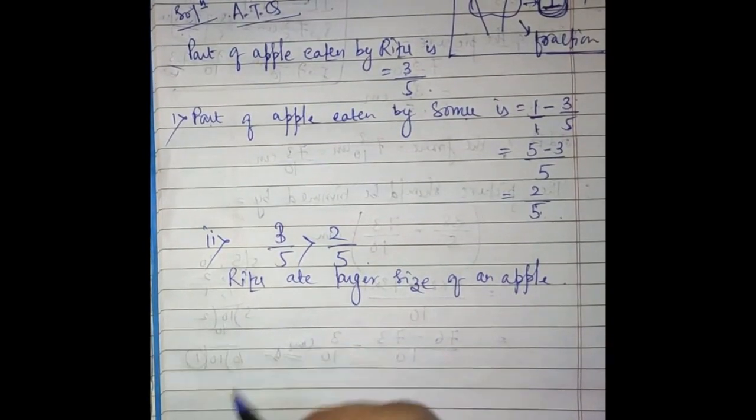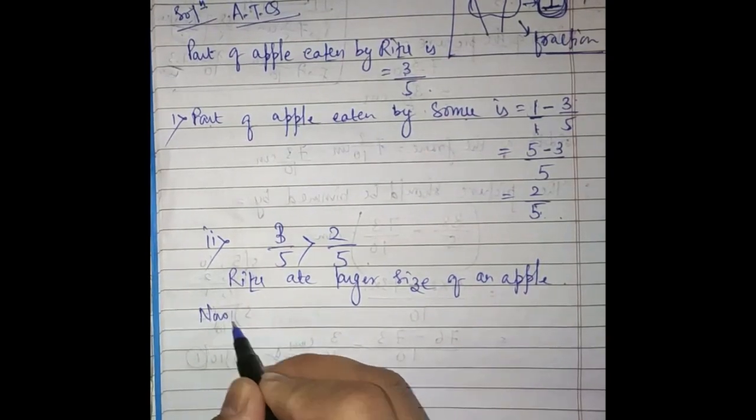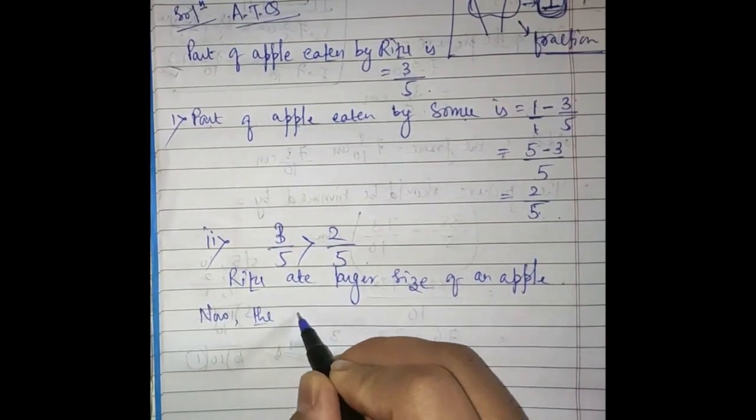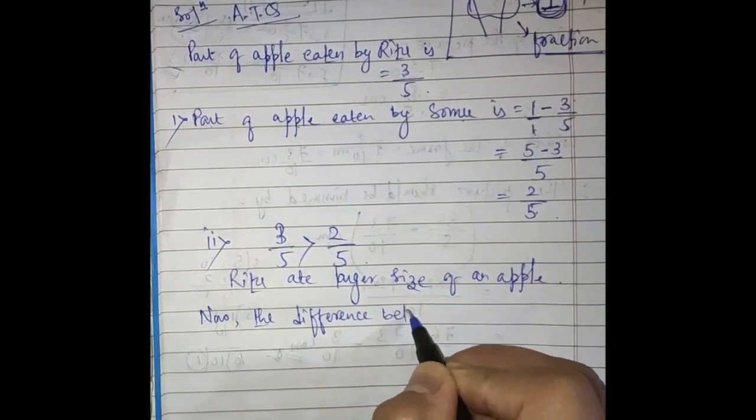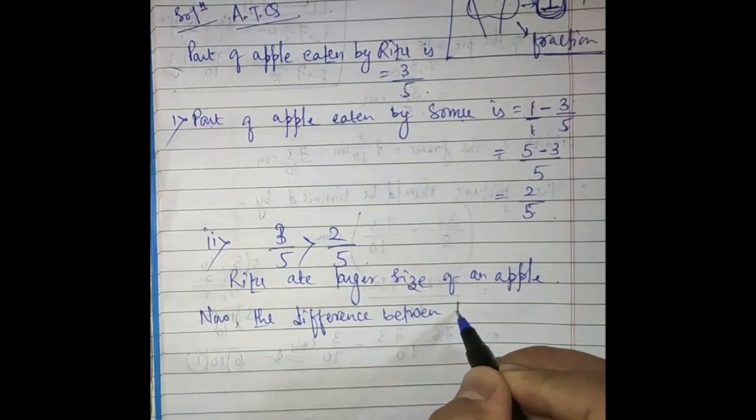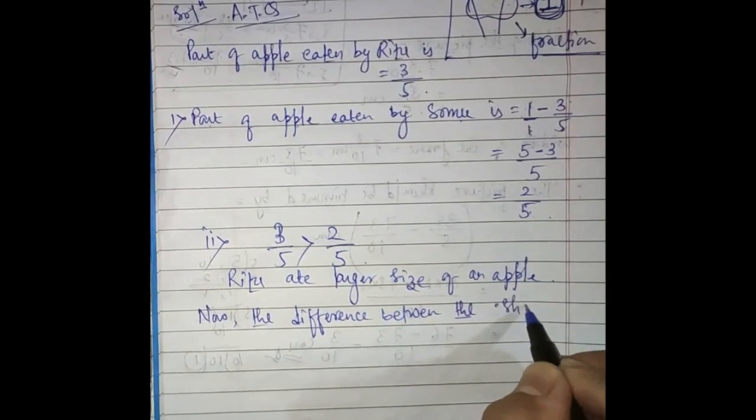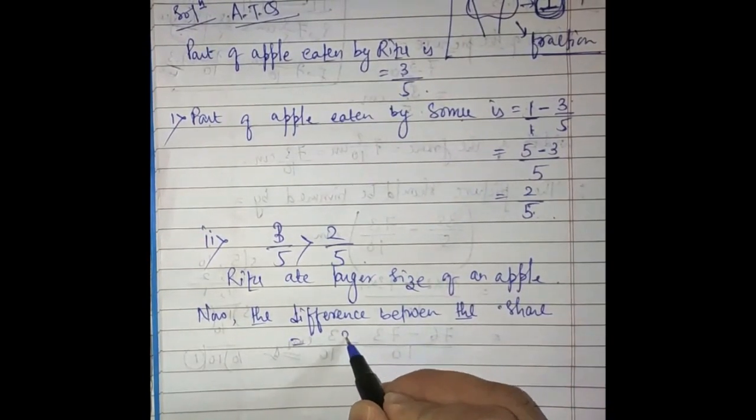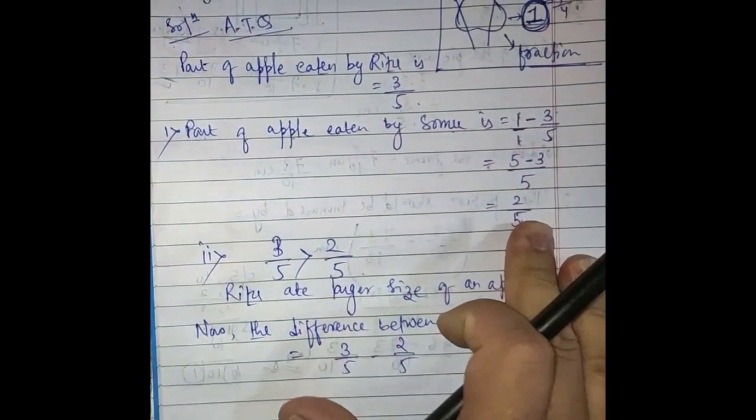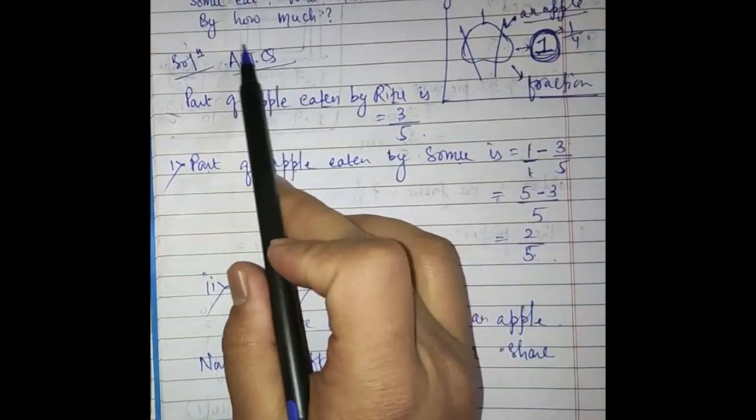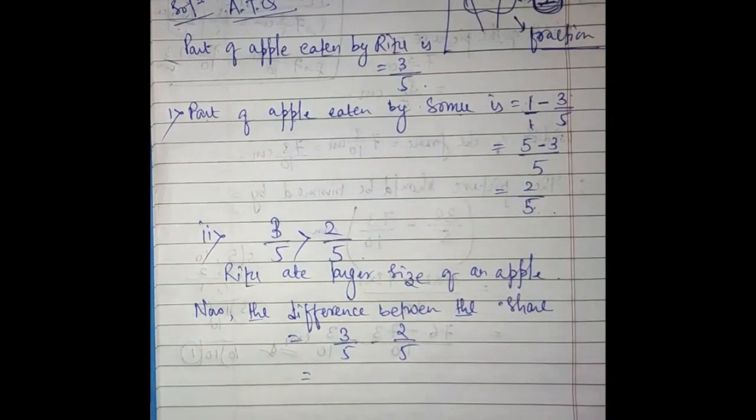We are going to calculate through the difference, that is, doing minus. Now the difference between the shares is equal to 3 by 5 minus 2 by 5. So again one question is there, no? By how much part Ritu ate the greater size of an apple?